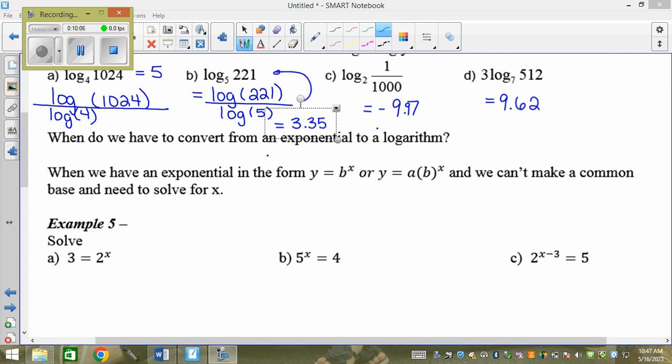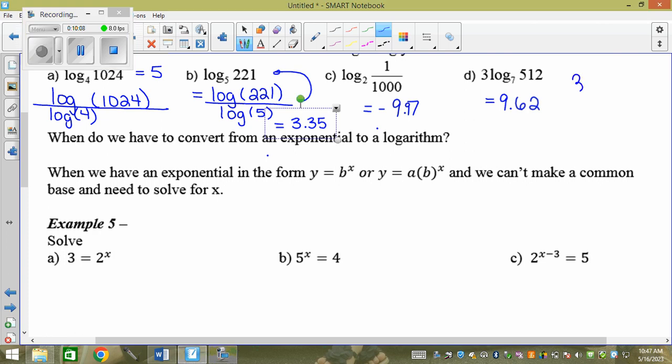What was that one? If you put it in the old way, you would go 3 log 512 divided by log 7. But I always use the new calculator, don't do the old method.